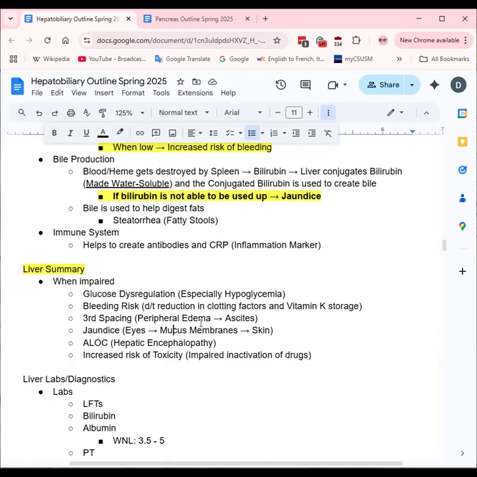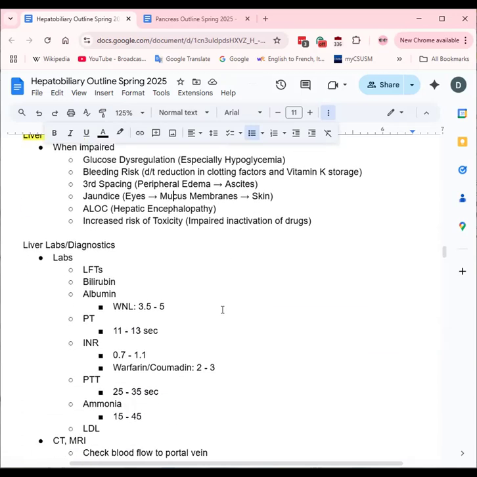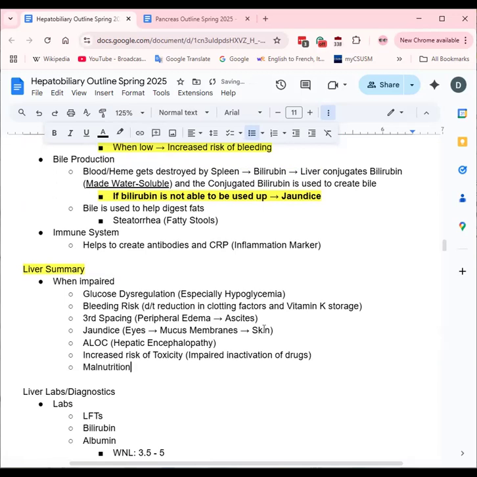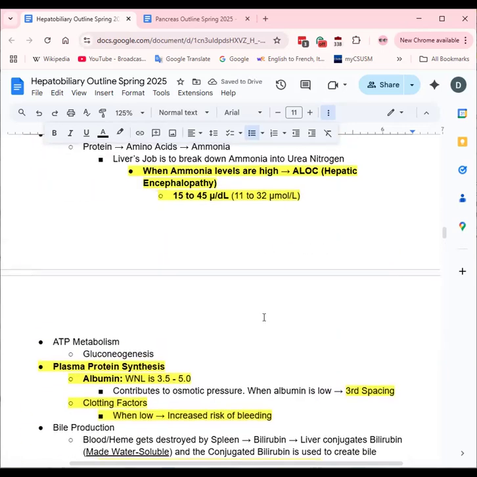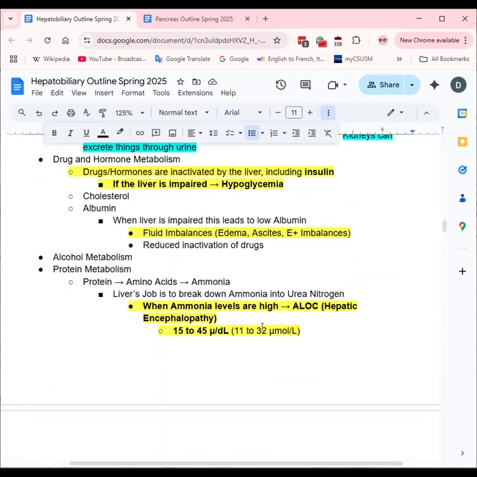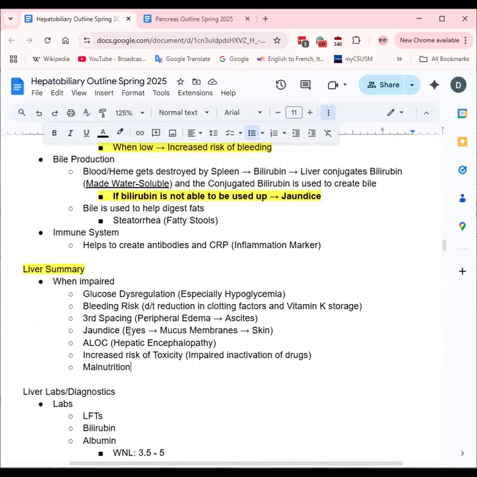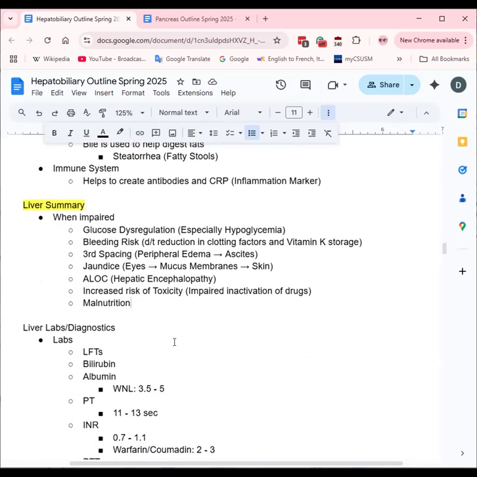Any questions on this so far? All right, so now we're gonna go through the labs. And for the LFTs, malabsorption, malnutrition, that should be true as well. Yes, I'll include that as well. Nutrition, yeah, because the liver does work with that nutrient-rich blood. So there is some of that as well. Okay, but that should be the main thing.